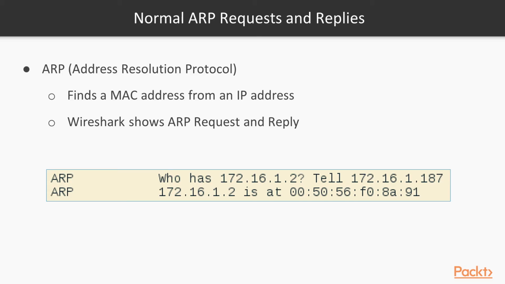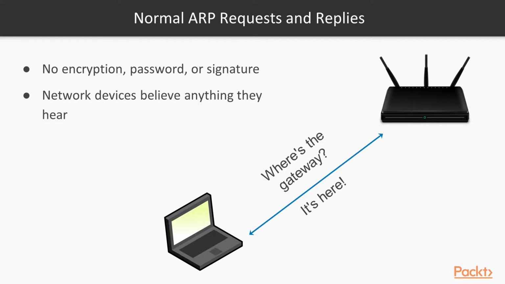Now, Address Resolution Protocol is used to convert an IP address into a MAC address so traffic can be sent, and it works by having ARP requests that ask who has a certain IP address, and the reply says that IP address is associated with a certain MAC address. Like many networking protocols, this was designed decades ago when nobody thought about security very much, so there's no password, no signature, no way to be sure that you're actually being told the truth. All the network devices just believe any response they get.